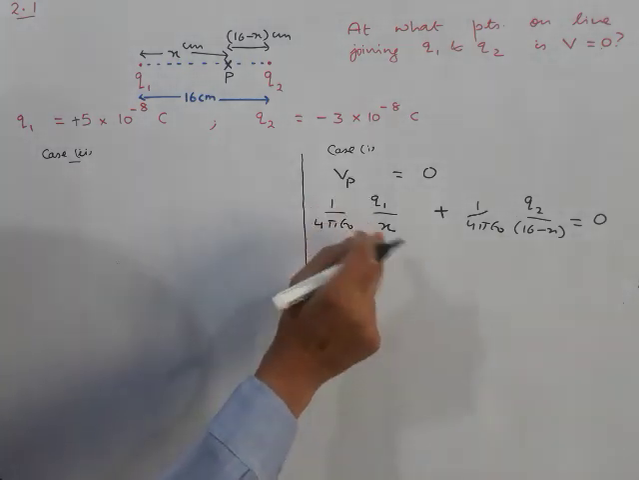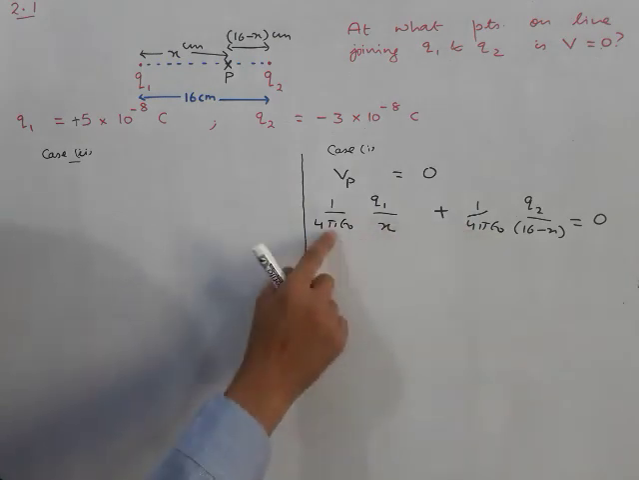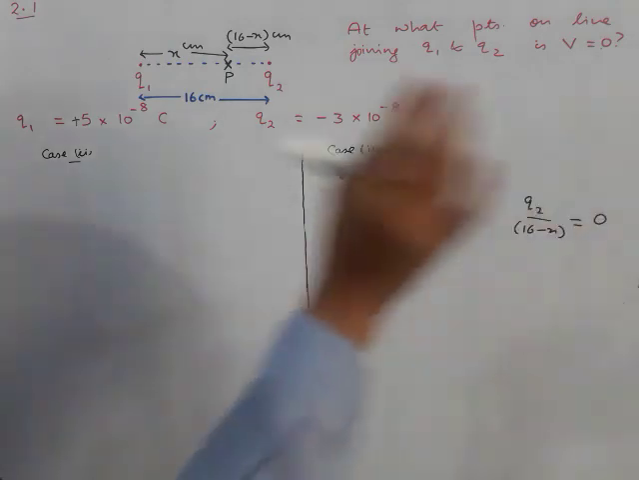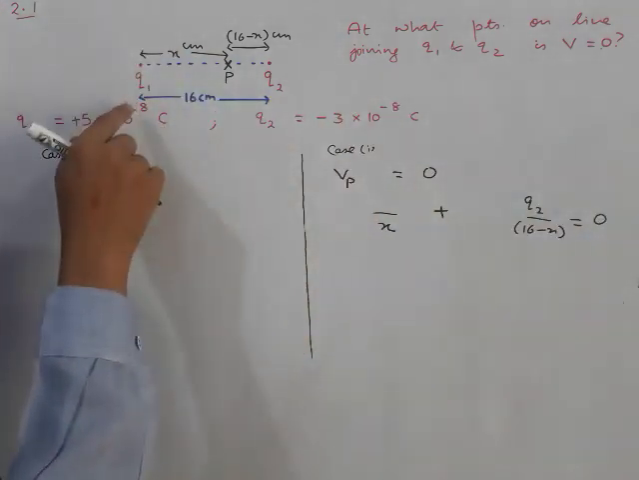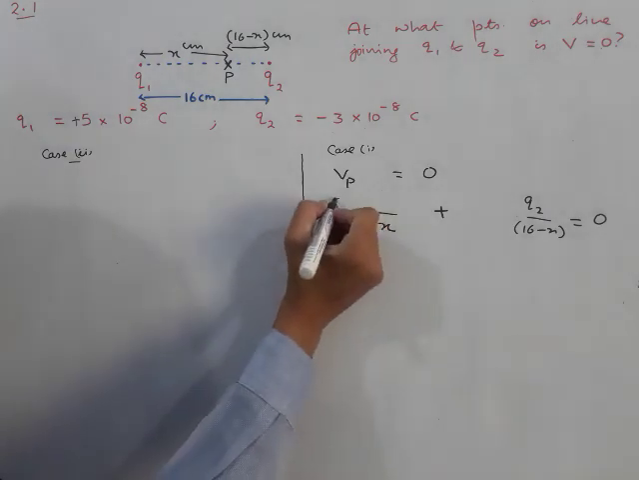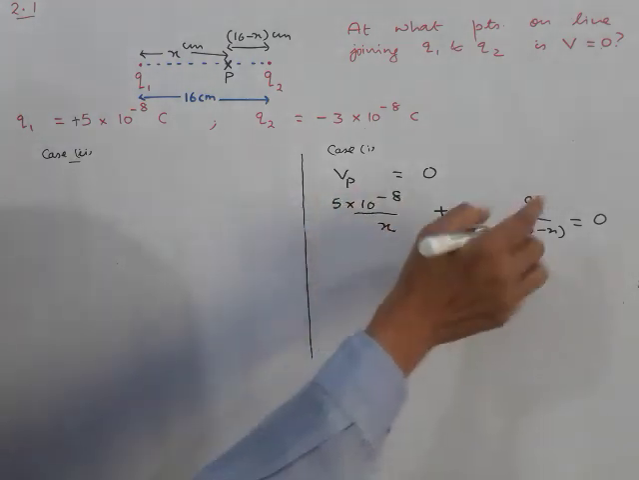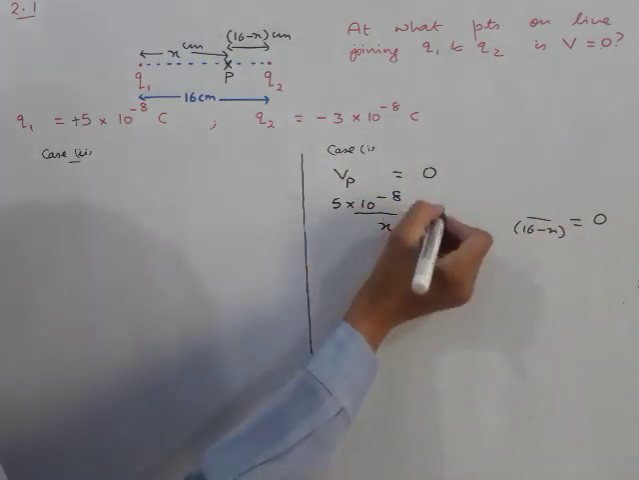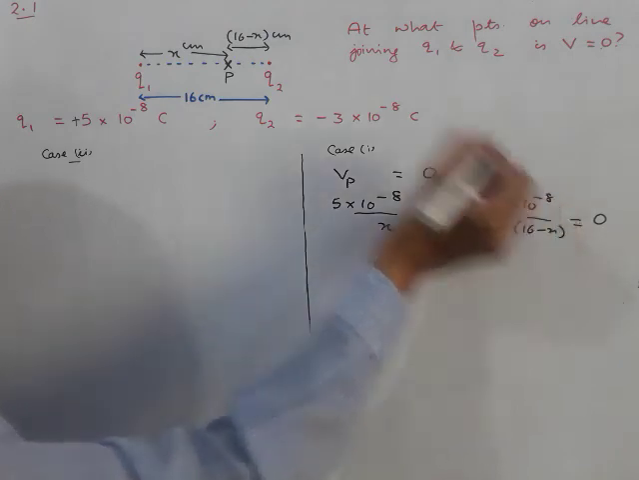Put the values of Q1 and Q2. Now in this equation, 1 by 4 pi epsilon naught, you can see, students, we can take it common, and that will go that side, it becomes 0. So our equation reduces to this. Instead of Q1, how much will we write? Q1 will be replaced with 5 into 10 to the power minus 8, and Q2 we will replace by minus 3 into 10 to the power minus 8.